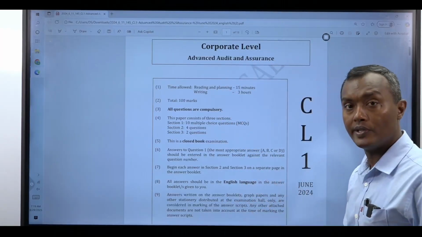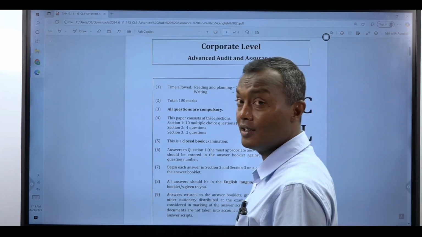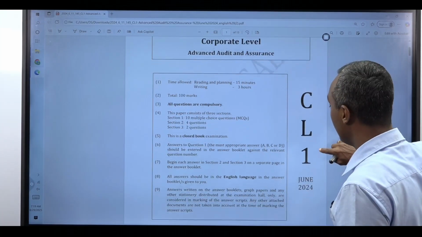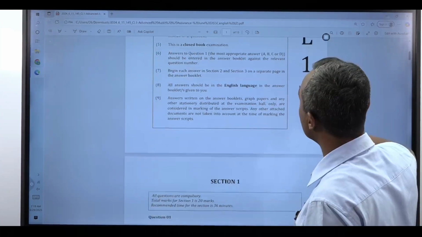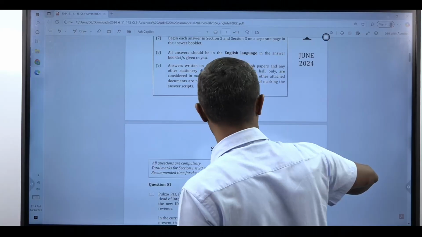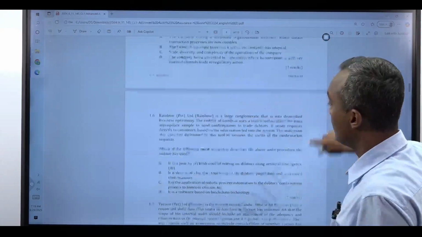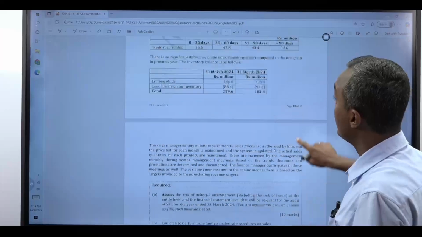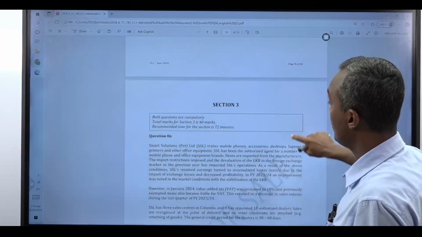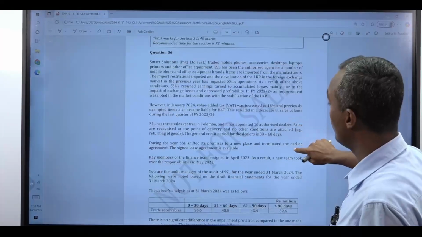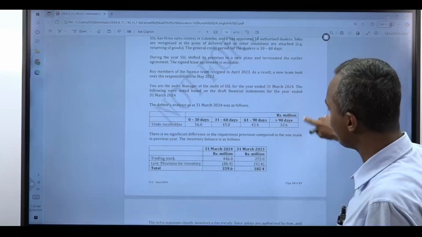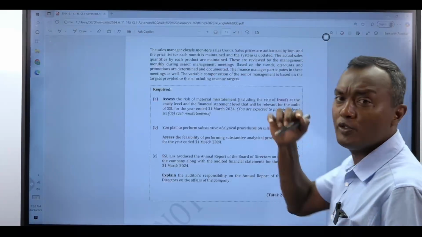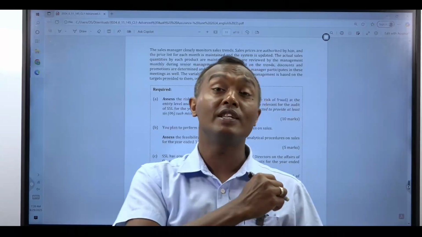So, another full paper discussion, and let's start from the hardest part. Let us start from the end. As you know, there are 3 sections, and we'll straight away get into the last segment where we get a longer case study. The first question, as you know, how we start is by looking at what concepts we have to crack in this case study.